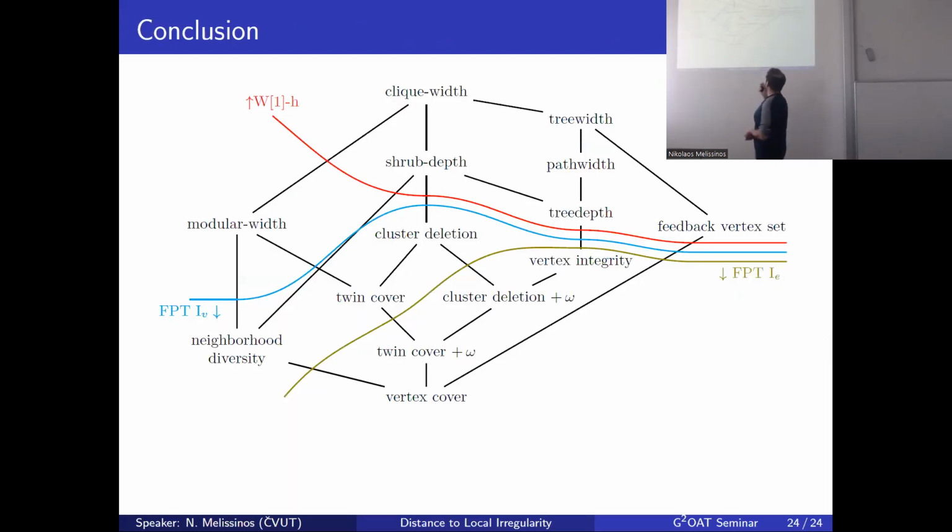Now, let me try to finish with this and explain what this says. So basically, this is the image we have for the problem. The red line, which is not really red there, says for which parameters we know that both problems are W1 hard, and this goes up in contrast with what Dusan would like.